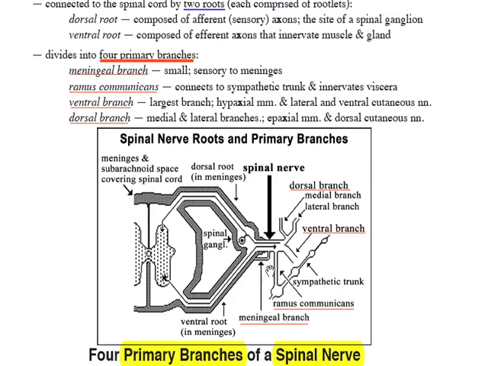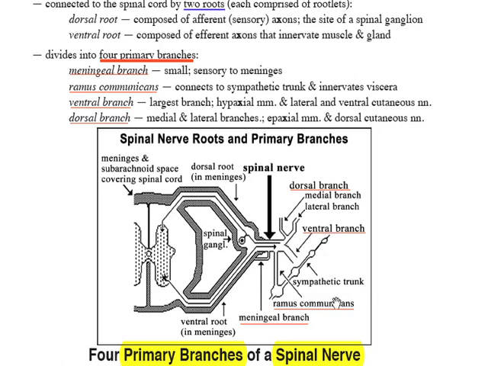One branch that is so small it requires magnification to dissect is the meningeal branch. It is sensory to the meninges. Meningitis and inflammation of meninges tends to be painful, and it is this meningeal branch that conveys that pain through the spinal nerve to the spinal cord. Another branch, the ramus communicans, connects the spinal nerve with the sympathetic trunk.